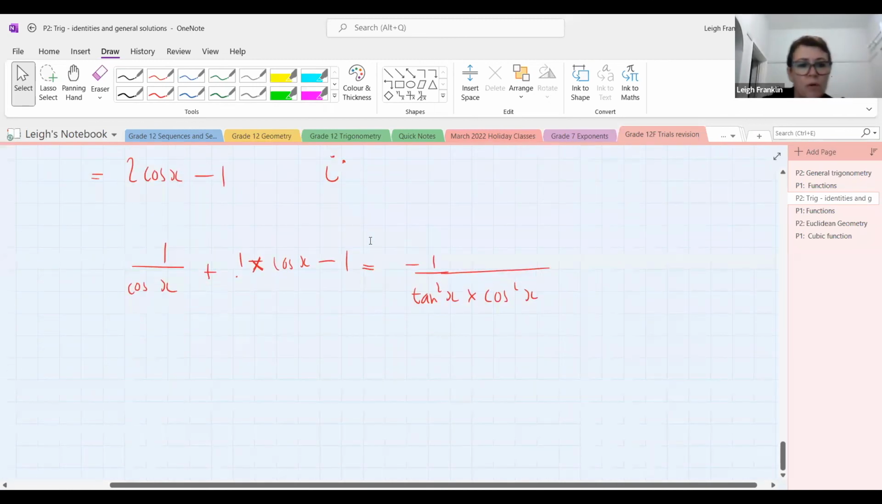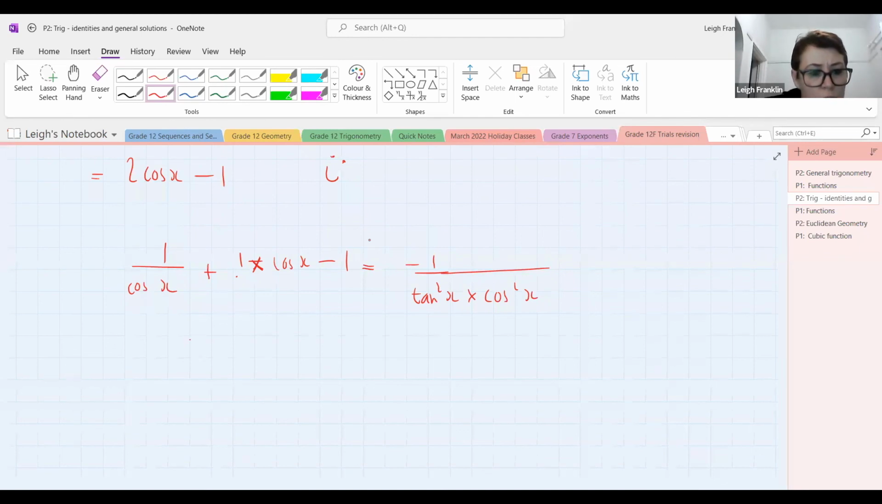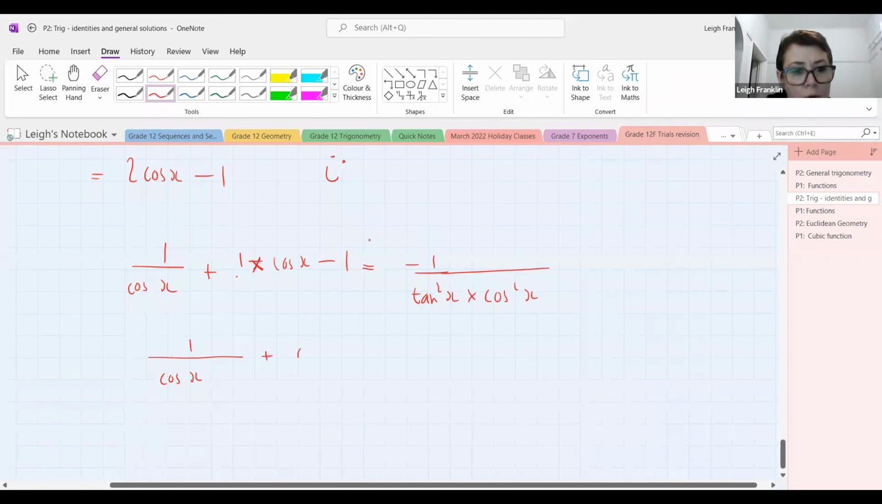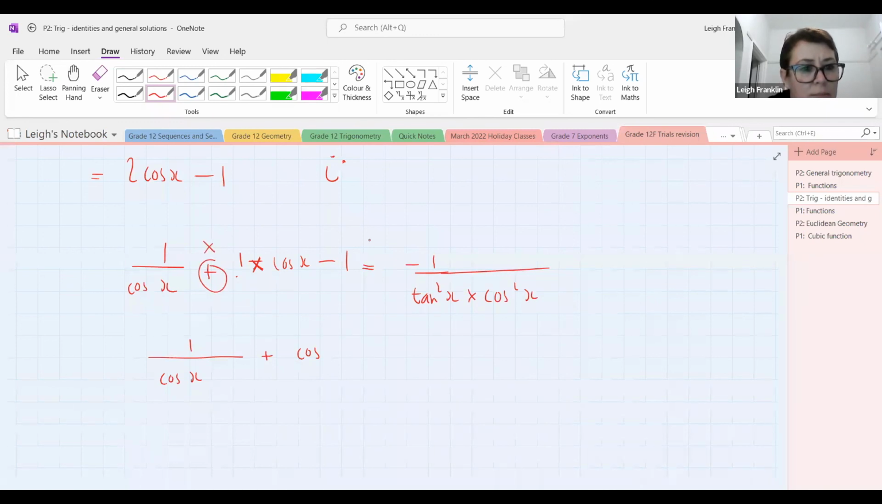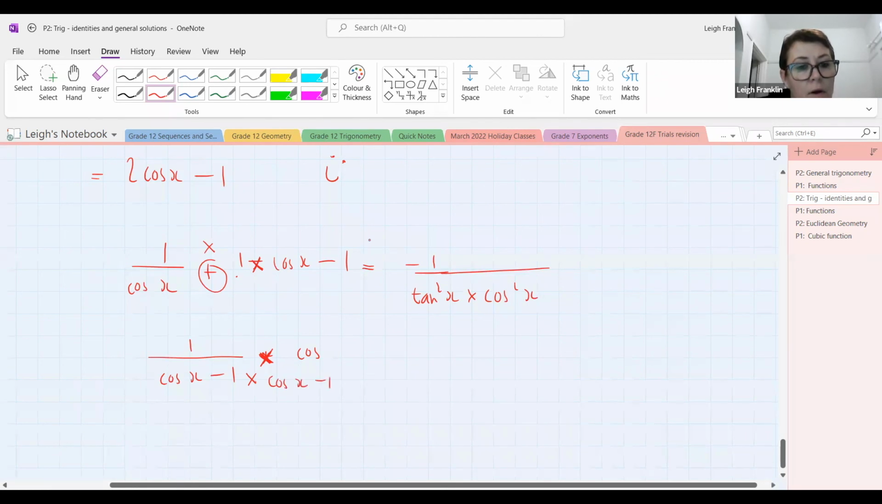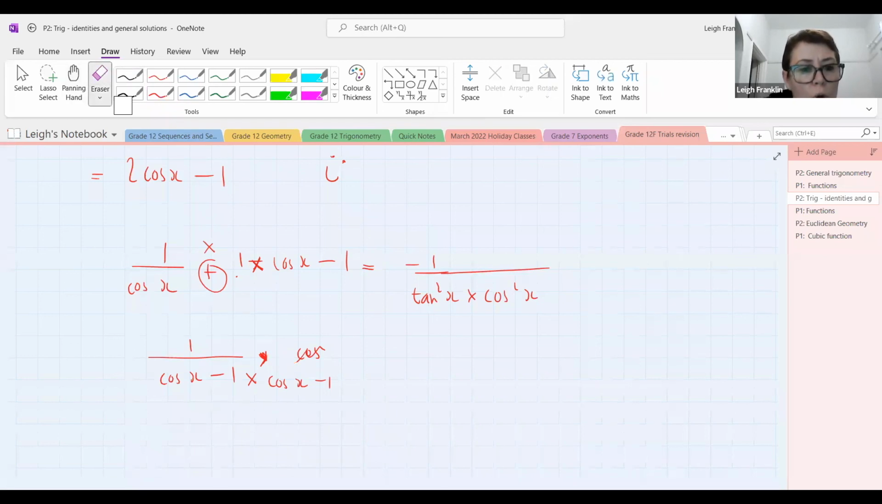All right, so we know that when we multiply anything by 1, it's not going to change. So is this also an identity? No, ma'am. Look, it's 1 over cos x plus 1 times cos x minus 1. So this is supposed to be a times. The denominator is the same, times cos x minus 1. So is one bracket plus 1 and the other one's minus 1? Yes, yes, yes. Okay, all right.